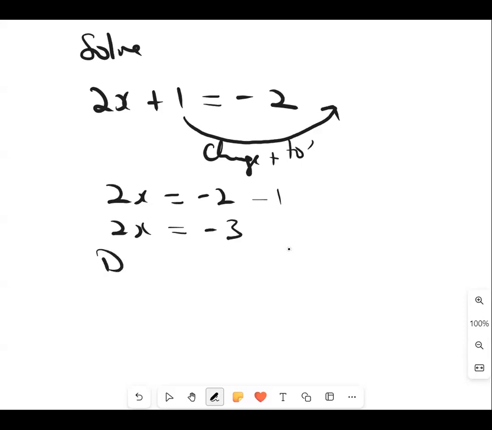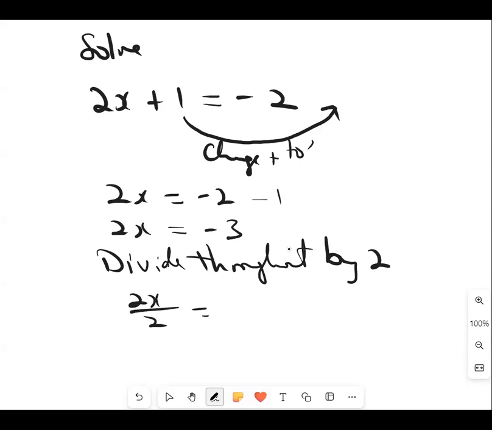Next, divide throughout by 2, you get, right, so these two will cancel out, and you end up with x equal -3/2, which is -1.5 if you want to write it like that.